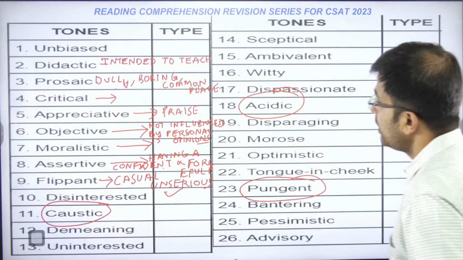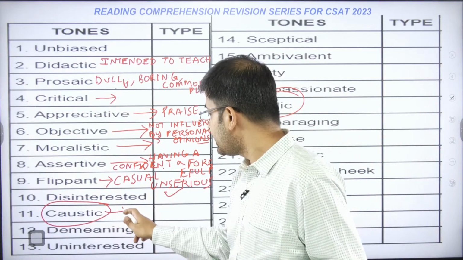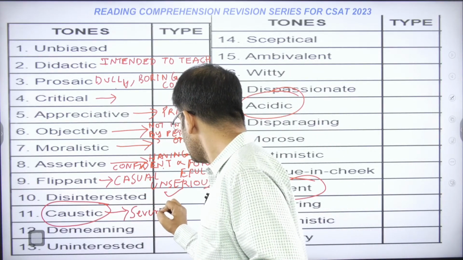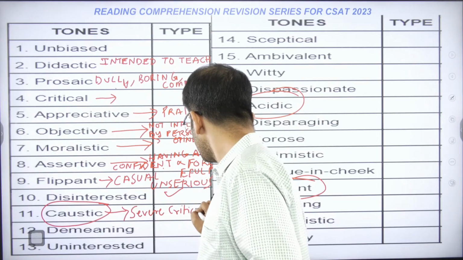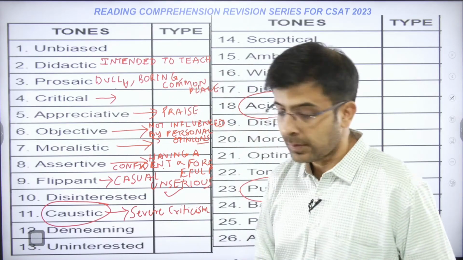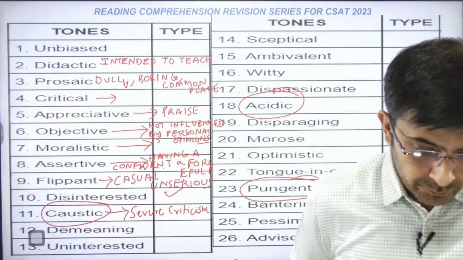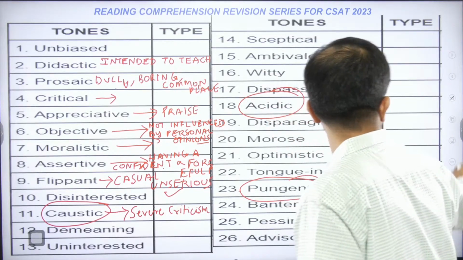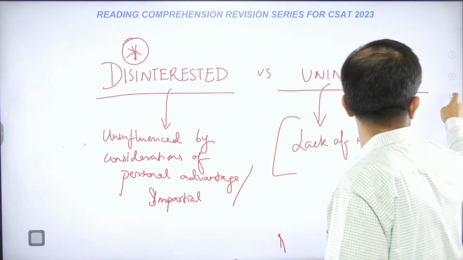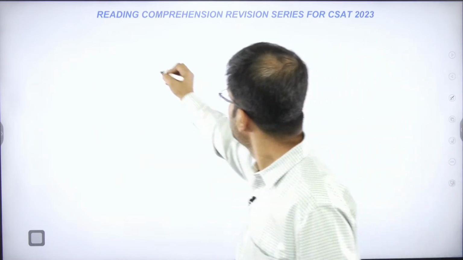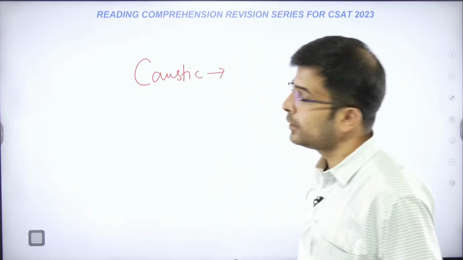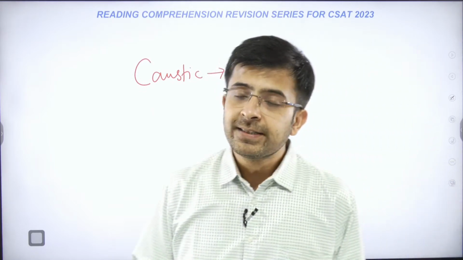It'll help you. So caustic, again, is severe criticism. Please write this down. Severe criticism. Let me just delete this again. For caustic, you can also write down, say, when a piece is written in a bitter fashion.